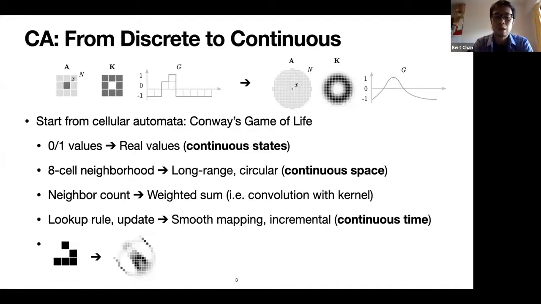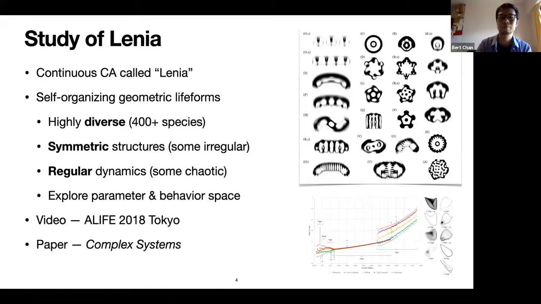And finally, for the update rule, we don't use a lookup table. We do a smooth mapping function on the results and do incremental updates. These changes make the space-time and the values continuous, and also some strange creatures come out from the system. So now we call this continuous cellular automata Lenia.